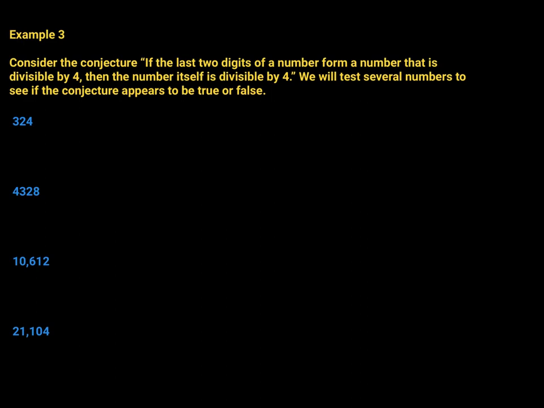All right, so let's explore. So do the last two digits form a number that is divisible by 4? 24 are the last two digits, and that is definitely divisible by 4 because 24 divided by 4 is 6. Therefore, the conjecture is saying that 324 is also divisible by 4. And when we check 324, if it is divisible by 4, that means the remainder is 0. And that is actually true. 324 divided by 4 is 81 with remainder 0. Therefore, 324 is indeed divisible by 4.